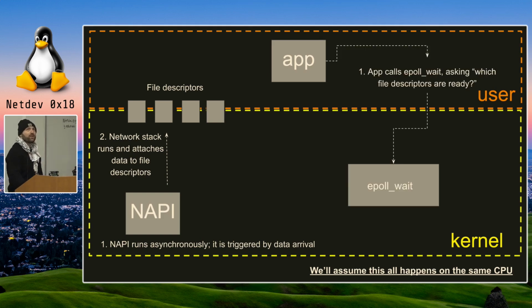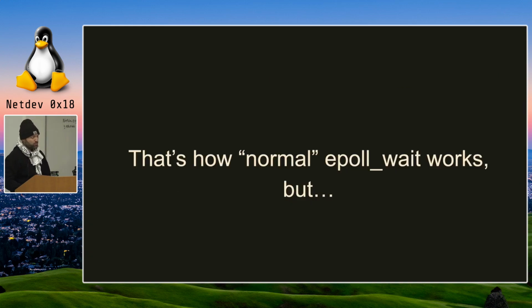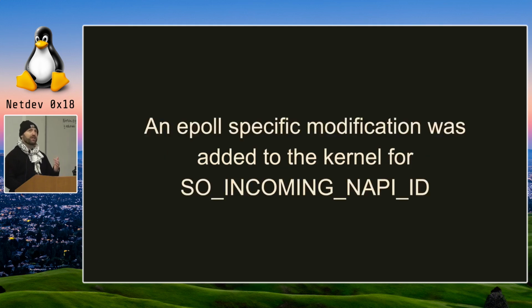And then in userland, your app occasionally has the opportunity to call epoll wait and ask the kernel, hey, which file descriptors are ready? Epoll wait goes and does its thing, figures out which file descriptors are ready, and tells your app. The key takeaway is that NAPI and all the network processing is getting triggered asynchronously by interrupts coming in, and then your app is occasionally asking, hey, what's ready for me to process? That's how I would describe normal epoll wait.